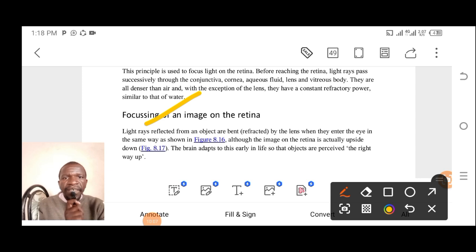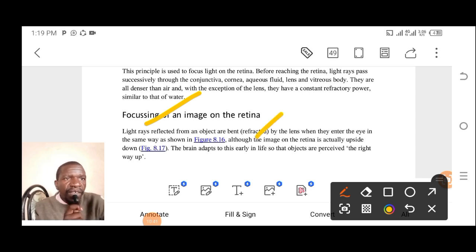So the next thing which happens now is to focus. Now the light rays have been refracted, but then what happens? They're supposed to be focused on a particular object. So here there's focusing of an image on the retina. So once the light rays have been bent or refracted, they are now supposed to be focused on the retina.